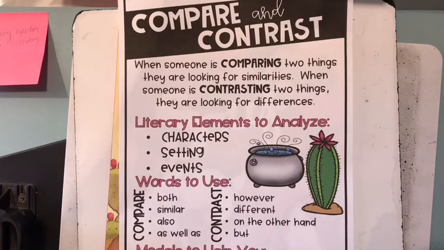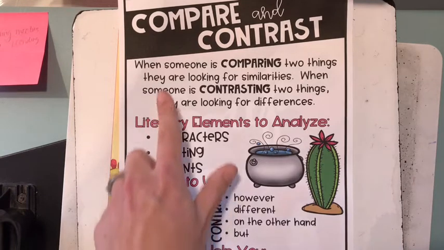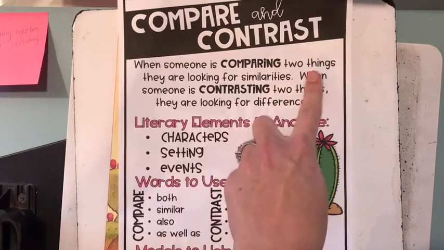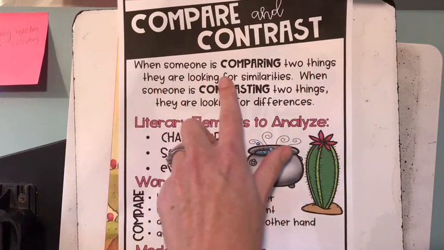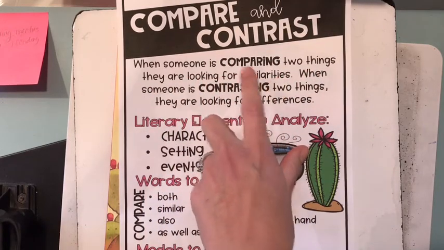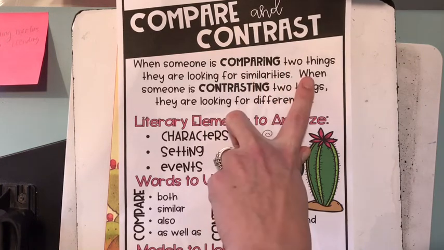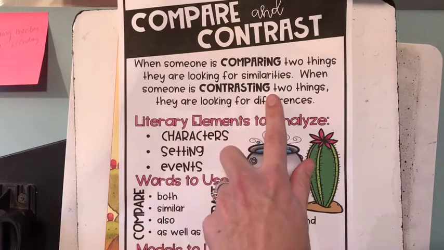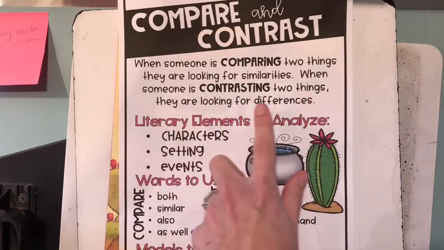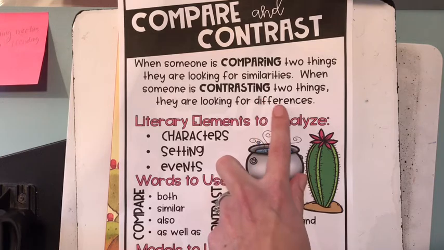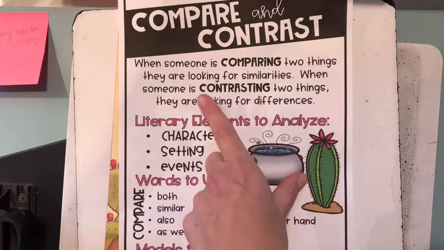Everybody. So this week's reading focus is comparing and contrasting. What does that mean, comparing and contrasting? Well, when someone is comparing two things, so there have to be two things, they're looking for similarities. So when we compare, we look for similarities between the two things. When someone is contrasting two things, they're looking for differences. So differences between those two things, contrasting.